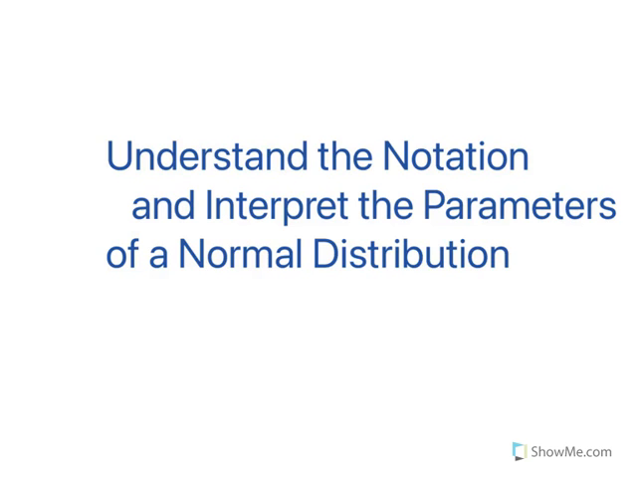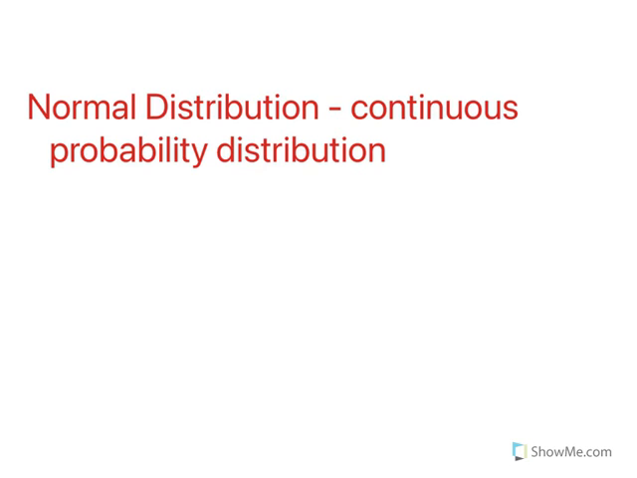Understand the notation and interpret the parameters of a normal distribution. So first, what is the normal distribution? Well, it's a continuous probability distribution. So it's really a way for us to talk about probability.